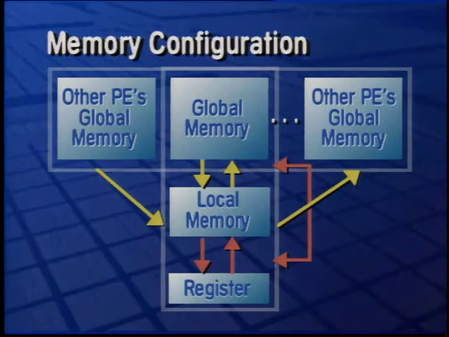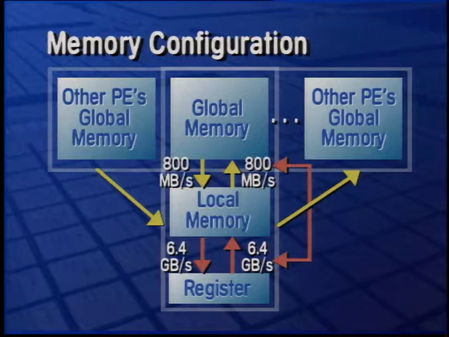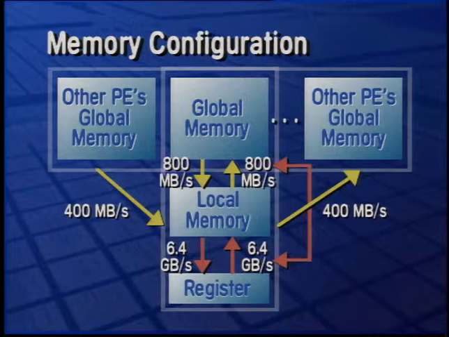The data transfer rate between the local portion of the memory to the vector registers is 6.4 gigabytes per second in each direction. Therefore, the aggregate throughput is 12.8 gigabytes per second. Between global memory and the local memory within the processor, the data transfer rate is 800 megabytes per second. The data transfer rate across the processing elements is 400 megabytes per second, which is the data transfer rate of the crossbar network itself, as will be described later.